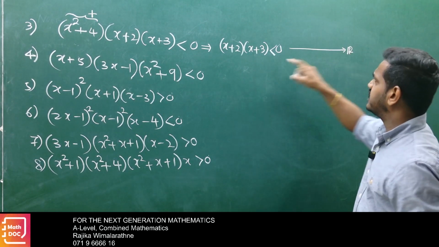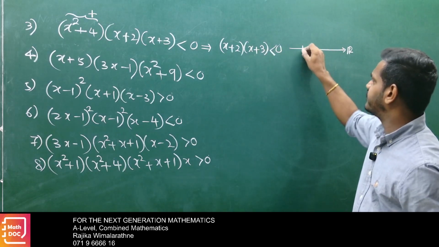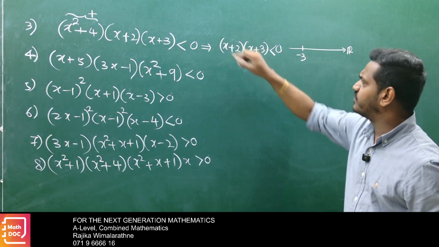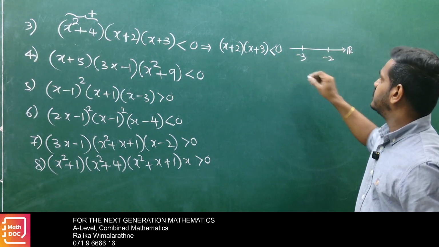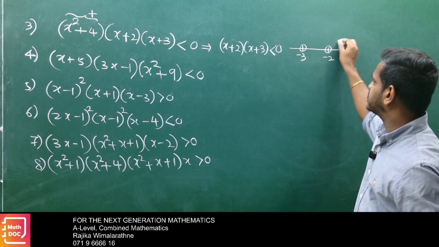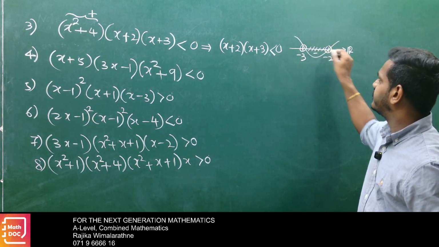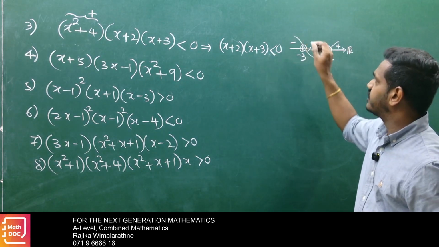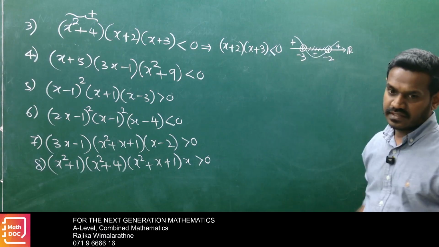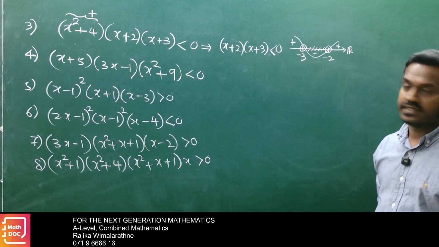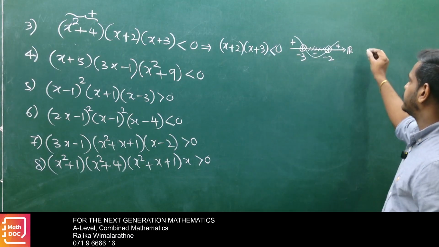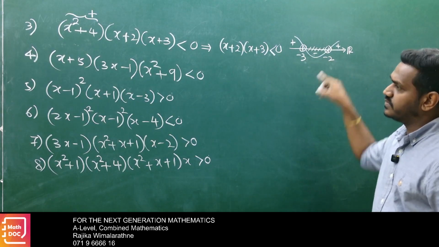On the real number line, here the 0 value is −3 and here the 0 value is −2. Then start sketching the graph. We need the negative region. Here it is. Then by the side you write the solution. By the side you write x in between −3 and −2, no?